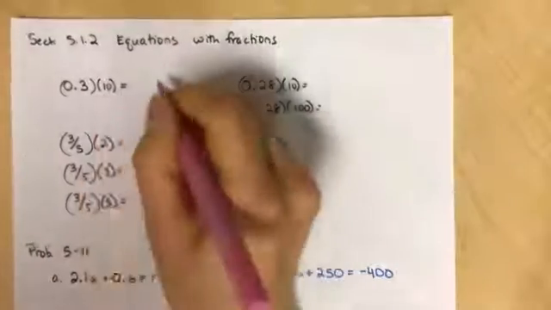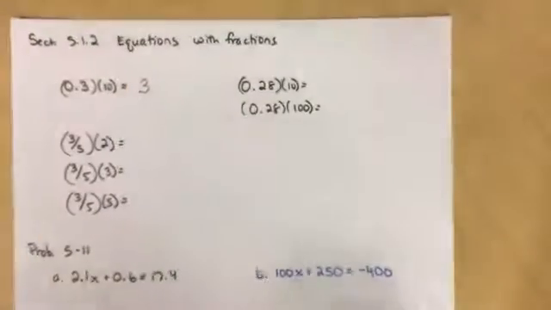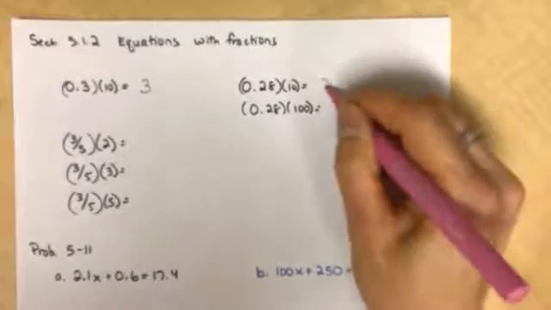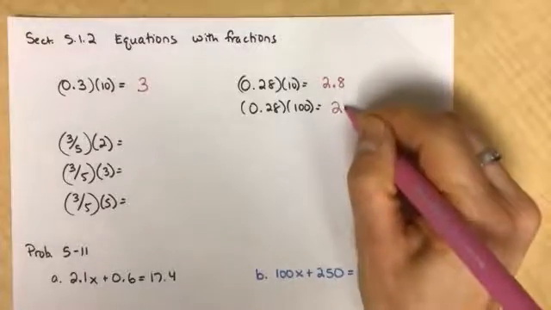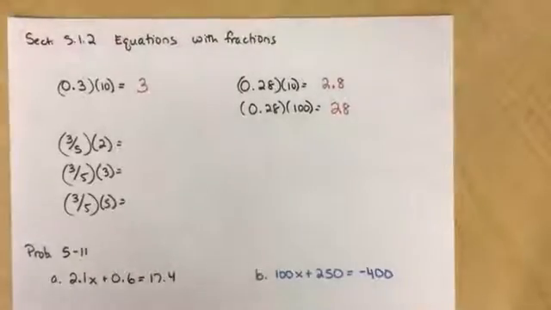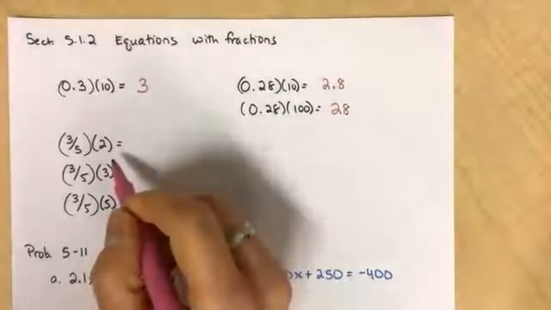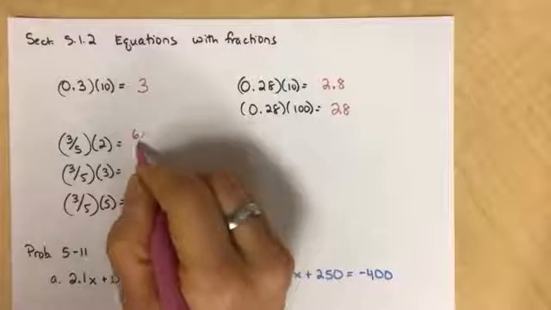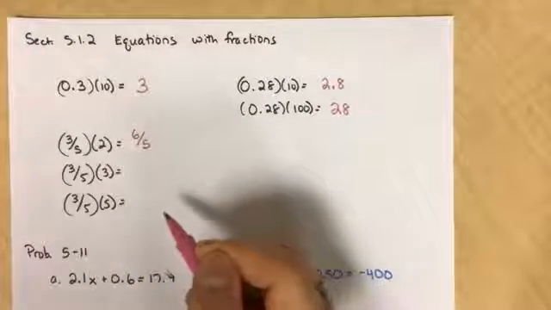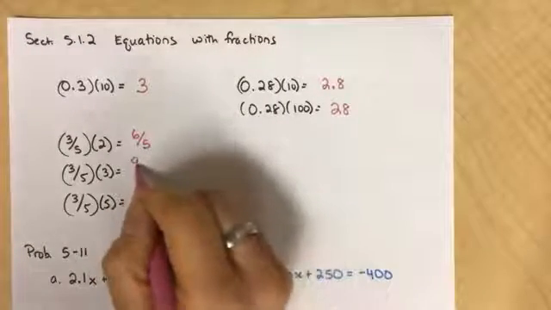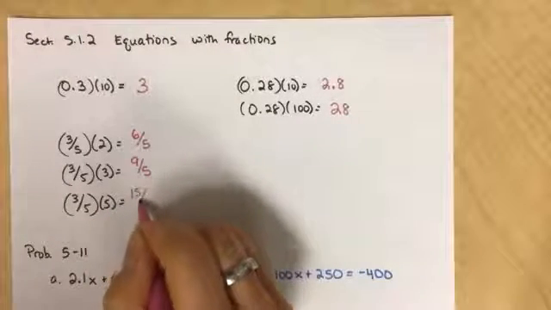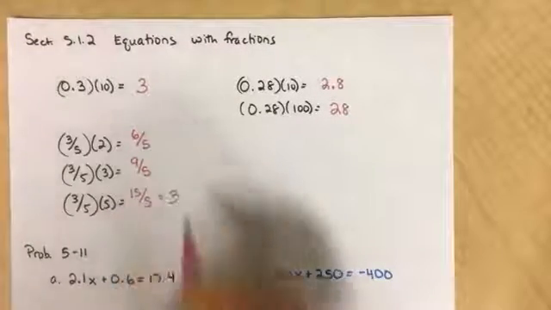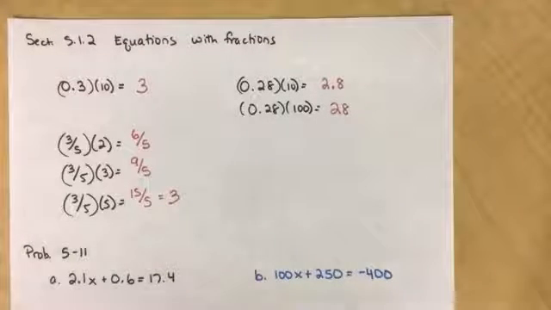All right, so 0.3 times 10 was 3. 0.28 times 10 was 2.8. But 0.28 times 100 was 28. Interesting. Here, 3/5 times 2 is 6/5. 3/5 times 3 is 9/5. But 3/5 times 5 is 15/5, which reduces to 3.